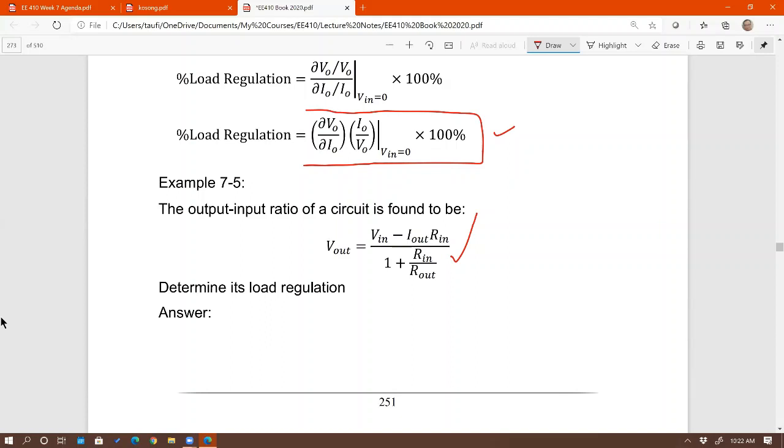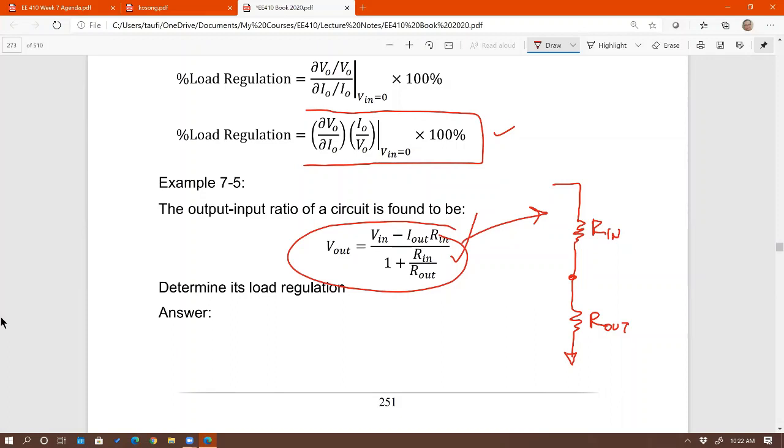Interestingly, this equation comes from a voltage divider as well, right? You are all familiar with this voltage divider that I'm going to draw right now. That's your R in, that's your R out. This equation comes from the same circuit, except this voltage divider is now being loaded at the midpoint. So I'm going to draw current from there, so there's a load connected to the midpoint.